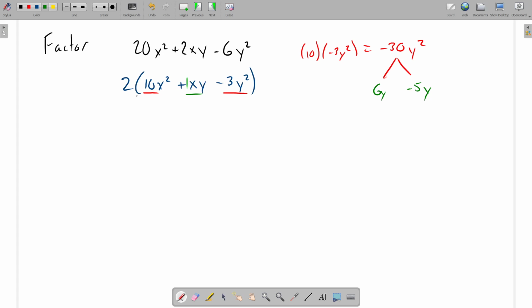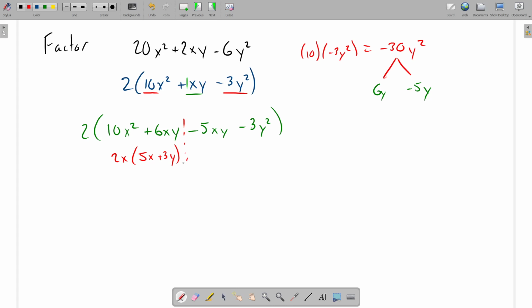So we're going to rewrite this quadratic. I'm going to keep the 2 outside. We're going to rewrite it as 10x squared plus 6xy minus 5xy minus 3y squared. We've broken apart this middle term. From here, we're going to use factor by grouping, where I split this down the middle, and we look at the two terms on the left, 10x squared and 6xy, and we look for the greatest common factor between both of those. The greatest common factor between both of those is going to be 2x, leaving us with 5x plus 3y.